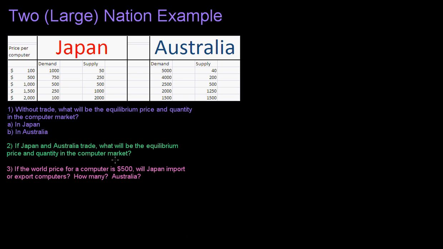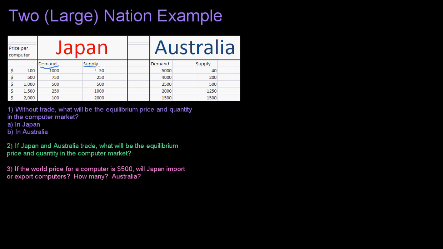Okay, at this point, you should have your answers down, and I'm going to go ahead and work through this and just lay out how to do this problem. So without trade, what will be the equilibrium price and quantity in the computer market in Japan? Well, this is super simple. This is back to the very beginning of the year. We're just going to find what price will set demand equal to supply in the Japanese market. So we want to find where demand is equal to supply.